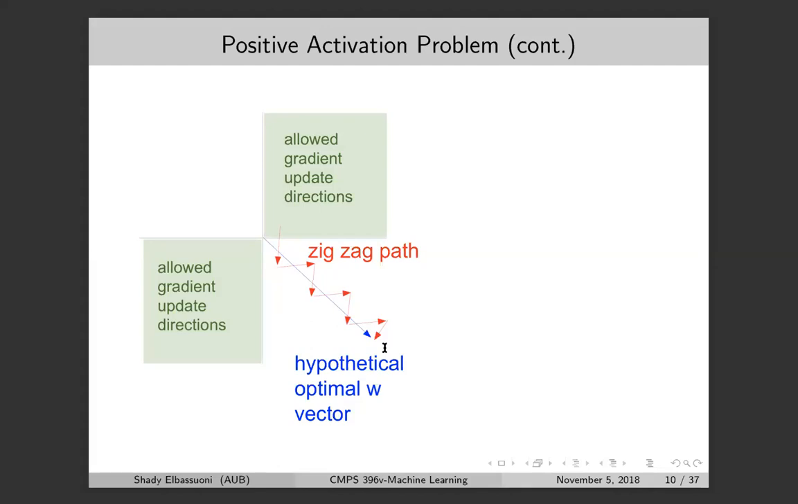So what does this entail in terms of training? Any thoughts? What does this entail in terms of training? It takes more time to converge, right? Training becomes very slow. So when I have this non-centrality around zero, it limits my ability to update the weights. I don't have the freedom of updating the weights in any direction I want, and that makes the training very slow. So that's the second issue with sigmoid. All right?